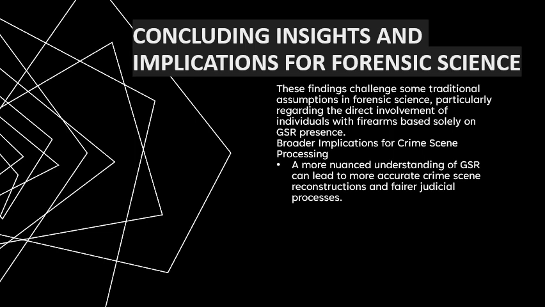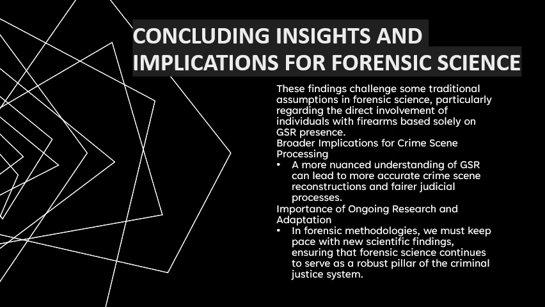Okay. Got to discuss how these findings necessitate comprehensive sampling strategies. That includes potential secondary transfer surfaces and detailed documentation of all the individual interactions at or near the crime scene. Okay. The importance of ongoing research and adaptation. You've got enhancing crime scene investigations. In forensic methodologies, we must keep pace with new scientific findings. This ensures that forensic science continues to serve as a robust pillar of the criminal justice system.